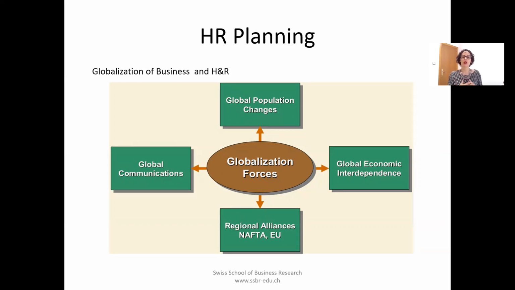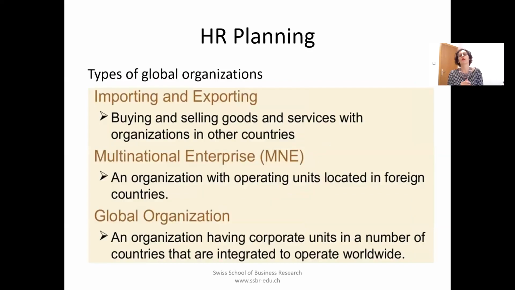Then, of course, there are regional alliances such as the European Economic Union or NAFTA, and how joining forces and, for example, being able to work within the European Union with other countries in the European Union with no frontiers have made it that much easier to be able to work and span borders. And of course, global communications such as the internet, messaging systems, Zoom, etc., have made it that much easier for businesses to become globalized.